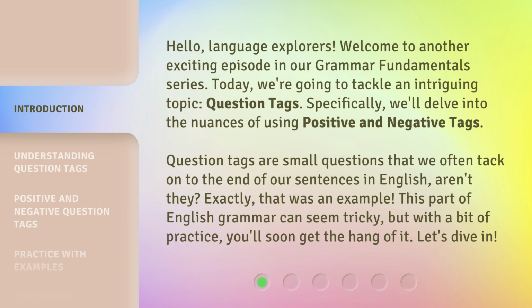Today, we're going to tackle an intriguing topic: question tags. Specifically, we'll delve into the nuances of using positive and negative tags. Question tags are small questions that we often tack on to the end of our sentences in English, aren't they? Exactly, that was an example. This part of English grammar can seem tricky, but with a bit of practice, you'll soon get the hang of it. Let's dive in.